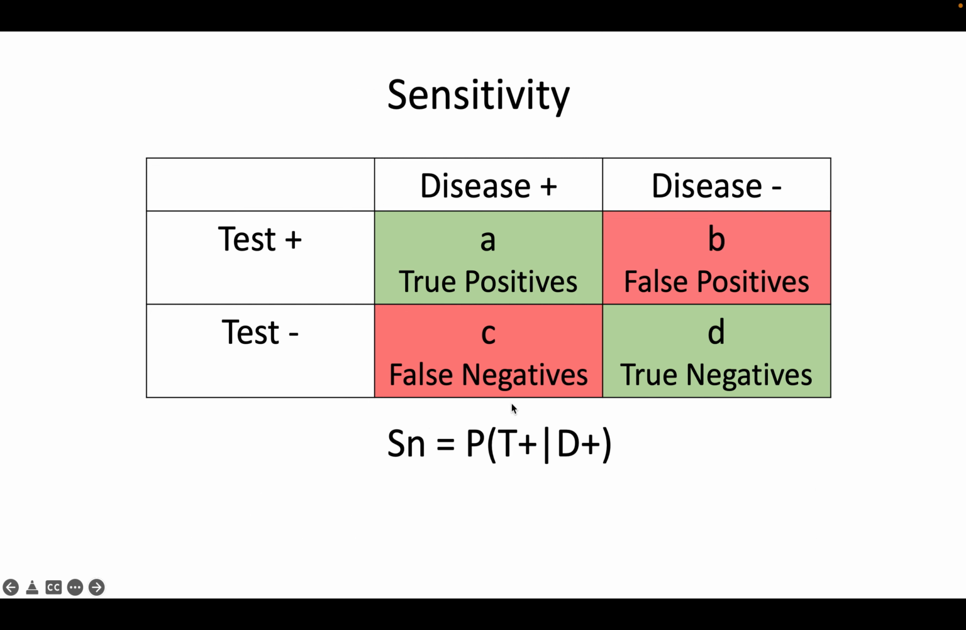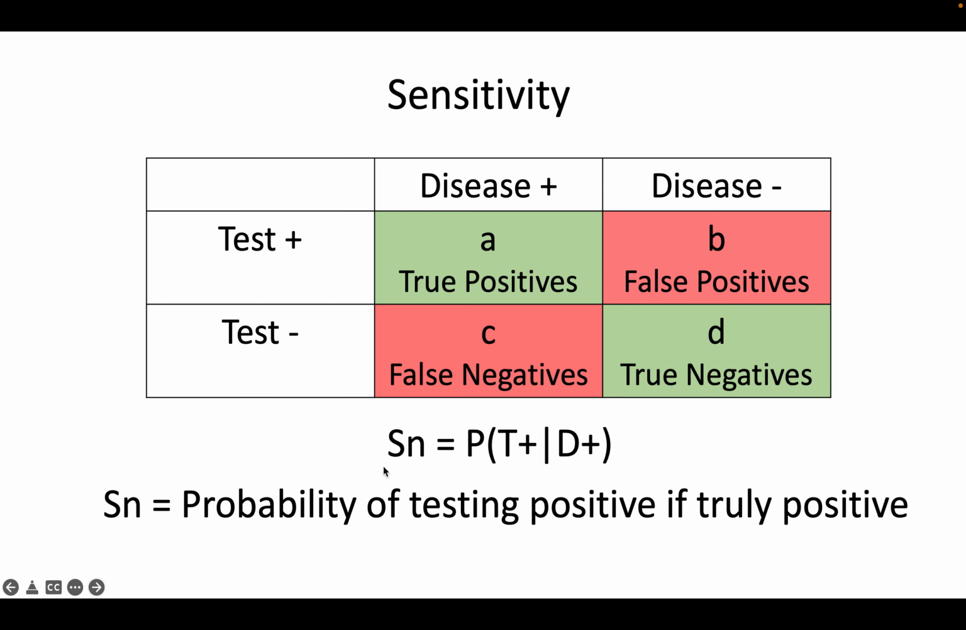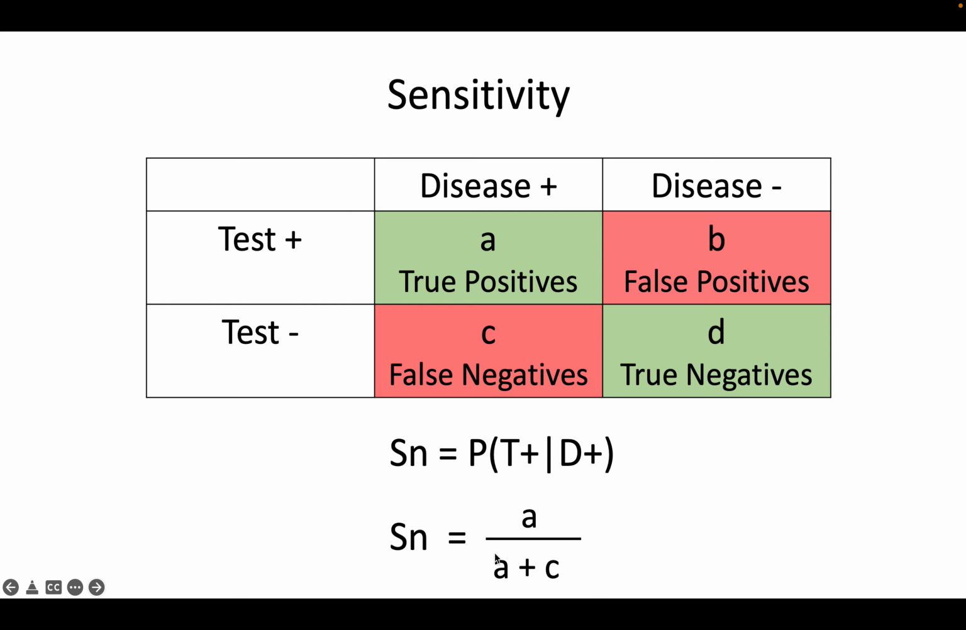So starting out with sensitivity, for the statistical notation, this is saying the probability that a person tests positive given that they're disease positive. And this is the same as saying the probability of testing positive if you're truly positive. And the way that would look in the table is A over A plus C. So the proportion of this cell over all that are disease positive. The proportion that tested positive over everyone who was actually positive.